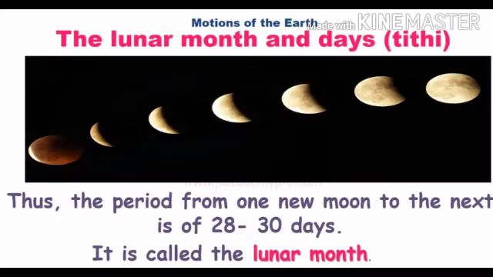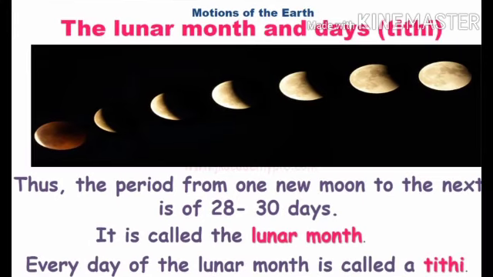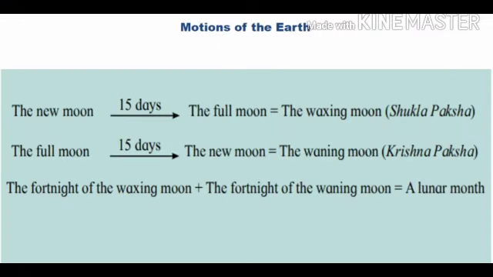The lunar month and the days, that is tithi. Thus, the period from one new moon to the next is of 28 to 30 days. It is called the lunar month. Every day of the lunar month is called a tithi. Shukla Paksha or waxing of the moon: from new moon till 15 days when it appears as full moon is called Shukla Paksha or waxing moon.